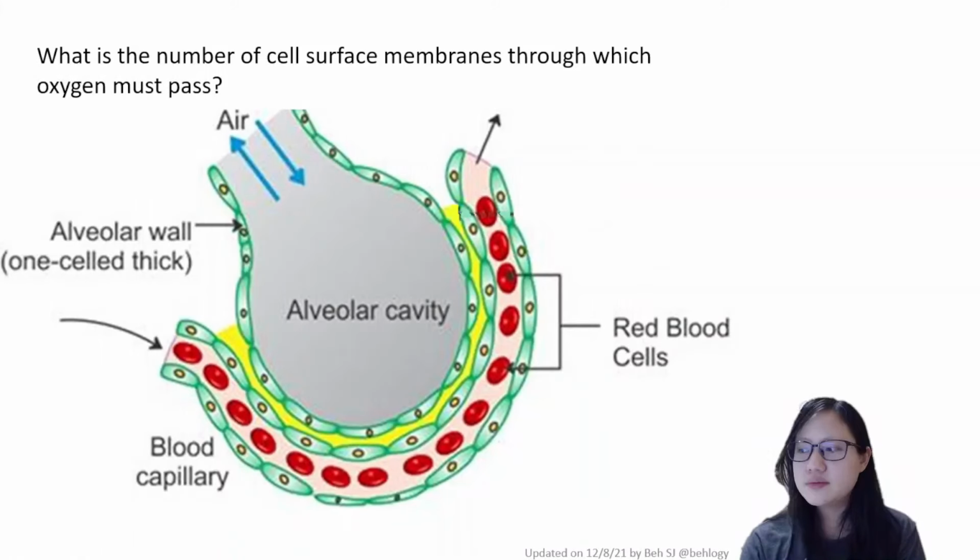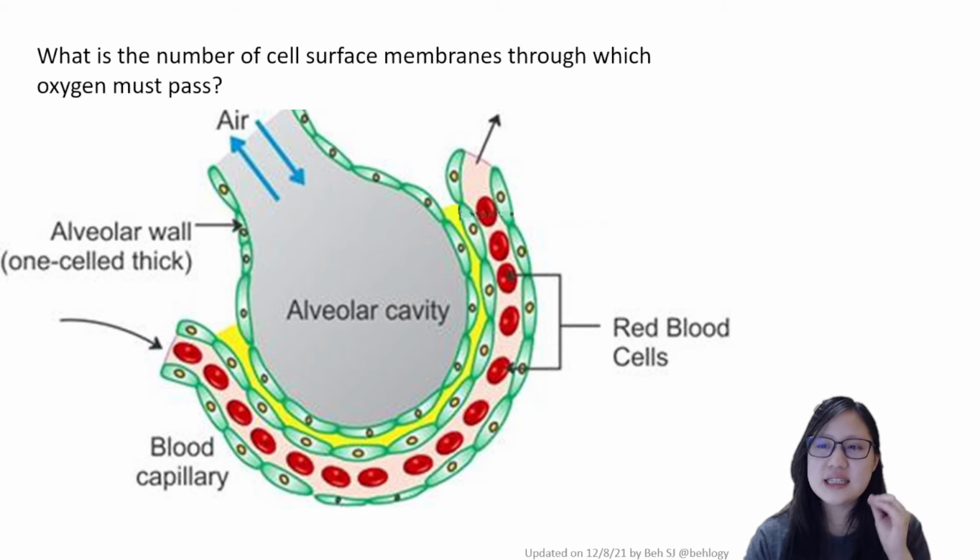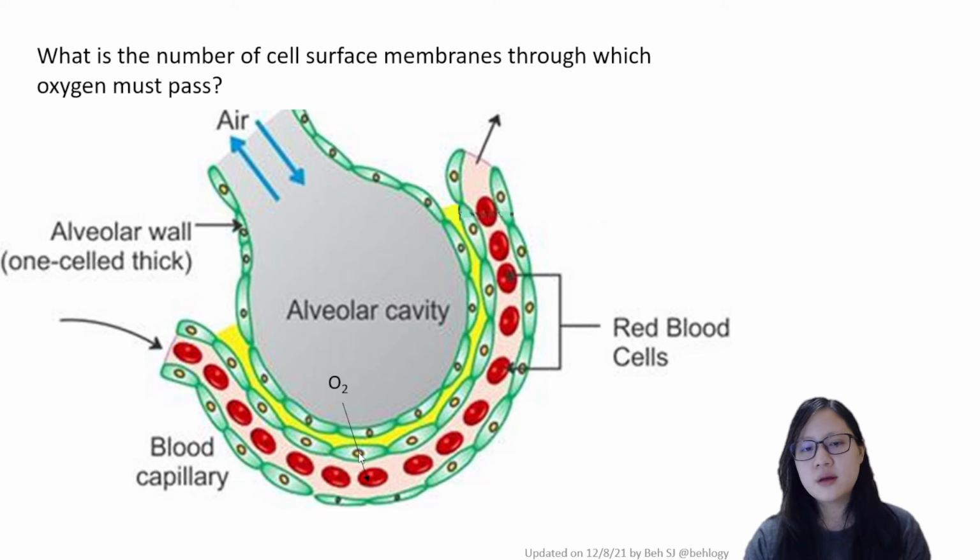So yeah, before I move on, I really need to discuss this one past year question that often comes out, which is this. What is the number of cell surface membranes through which oxygen must pass to get from here to here, from inside the alveolus to the red blood cells? Now, it's really important to note that the alveolar wall is one cell thick, and the blood capillary is also one cell thick. They are both made of squamous epithelium cells. So yeah, they are both one cell thick.